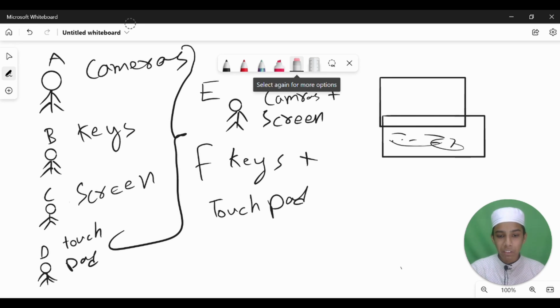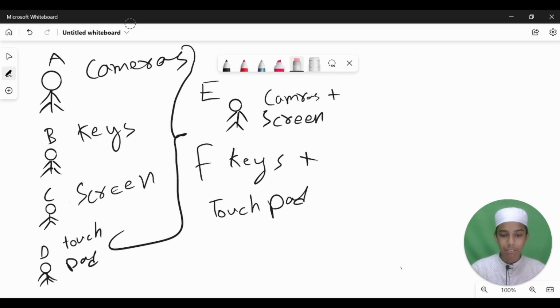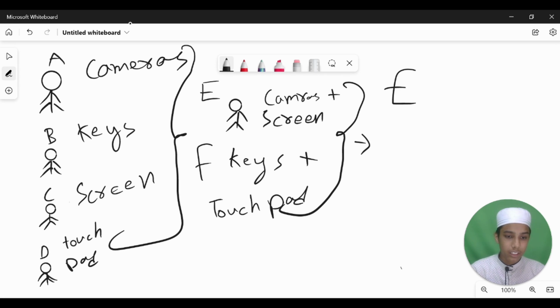Now guys, they built two things, but what they have to do is assemble these things. And then what we need to do is assemble this keys plus touchpad. So we have to assemble again the cameras, the screens, and we have to assemble the keys and the touchpad. So this F and E are going to assemble these things. Okay, now E and F, cameras plus screen and then keys plus touchpad. So I'm going to call them E plus F. Right, so for assembling these things, we need one more person, and it's known as the G.